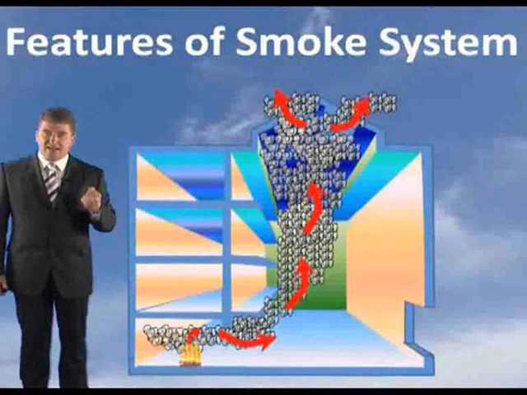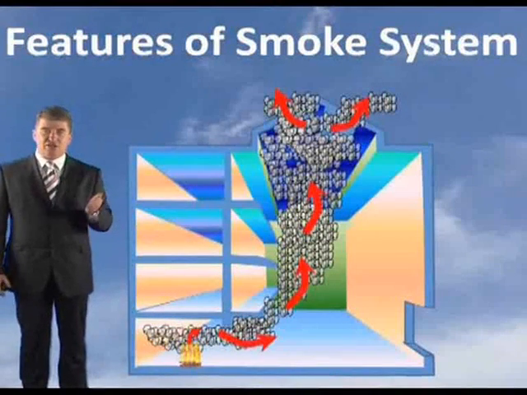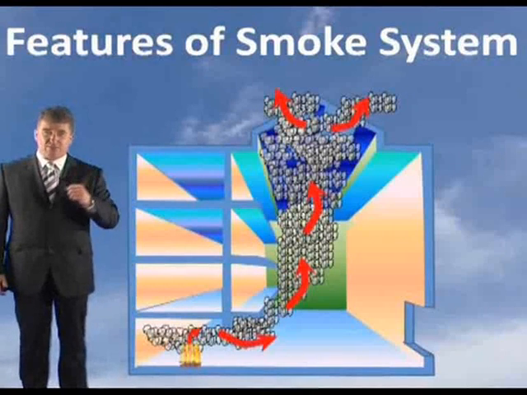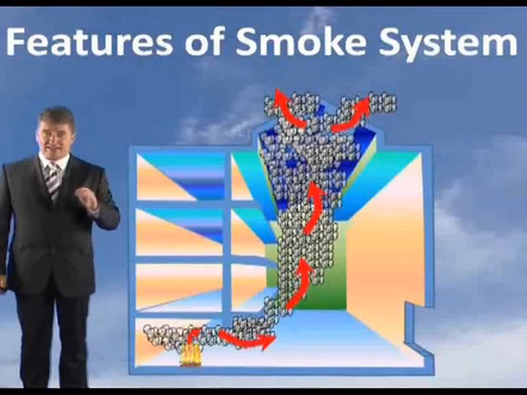So, what are the basic requirements for these systems then? If you're going to smoke, what are the basic systems? Well, there are three essential features of a smoke ventilation system. Without any one of these, it's not going to function effectively.